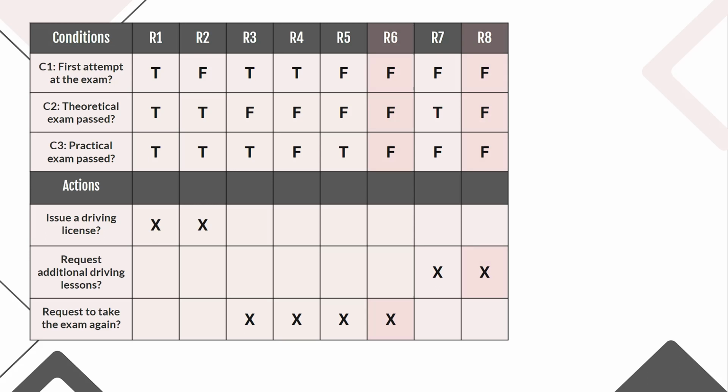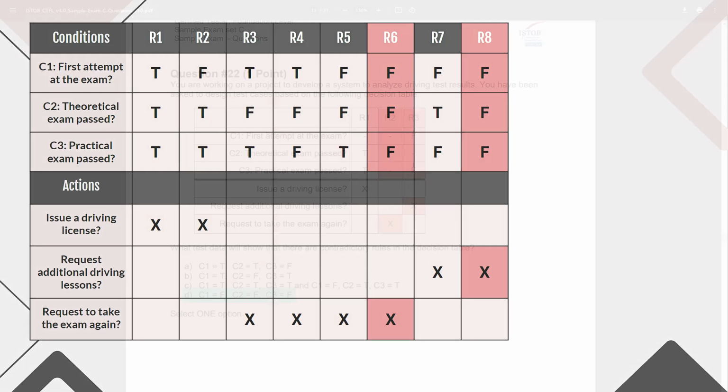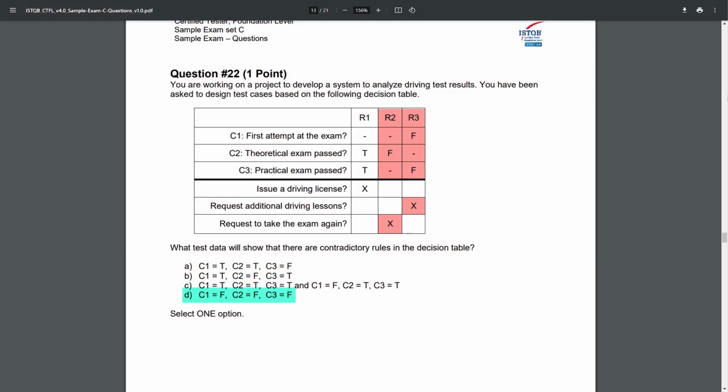The last step is to search for conflicting conditions, and it doesn't take long to find them. The 6th rule has all the conditions as false, and the corresponding action, request to take the exam again. The 8th rule also has all 3 conditions as false, but a completely different action, request additional driving lessons. Thus, answer option D is correct. The false, false, false conditions will show that there are contradictory rules in the decision table.